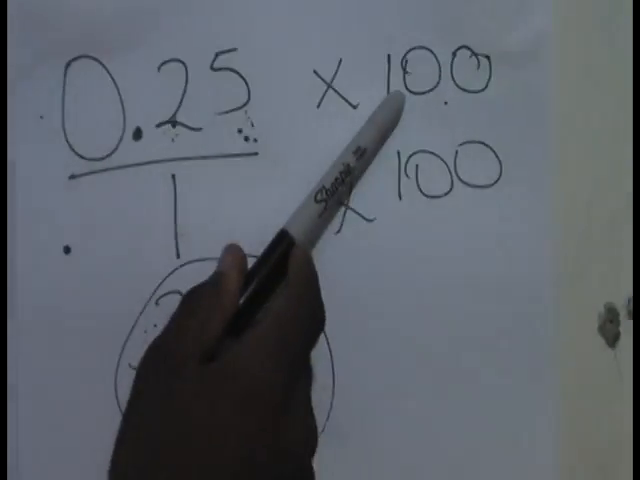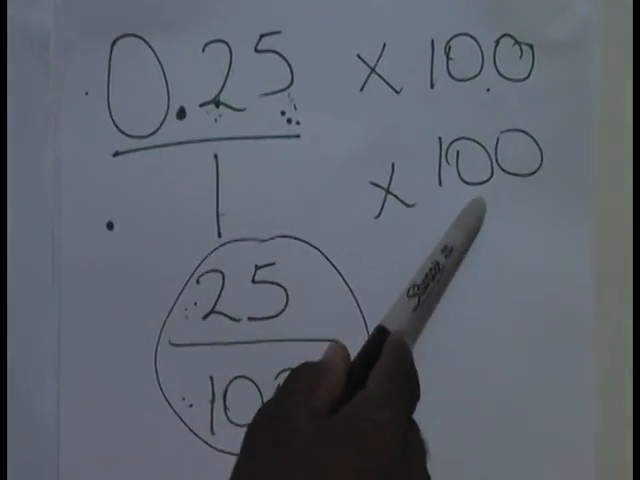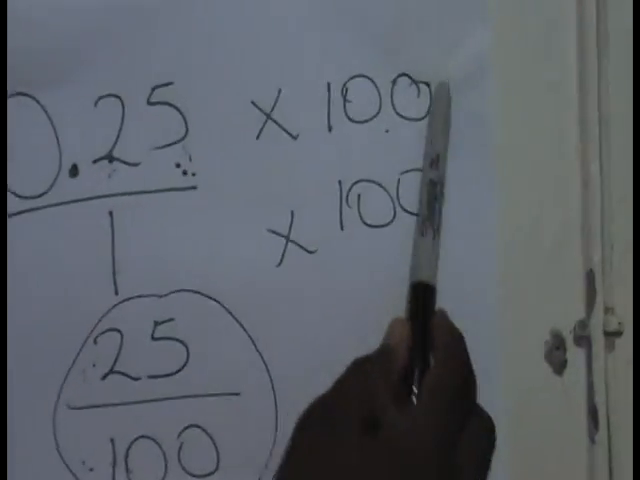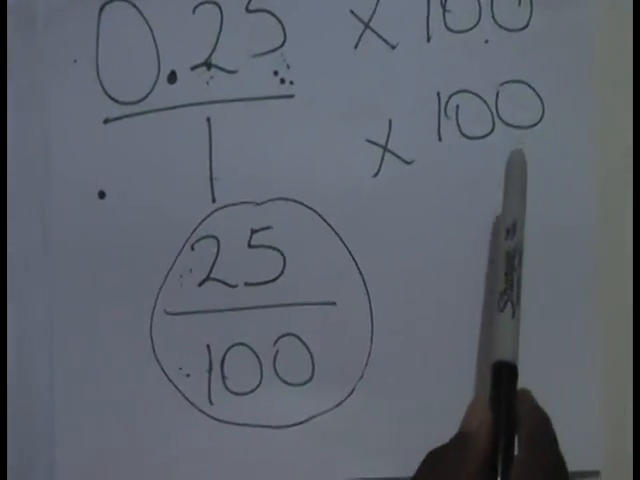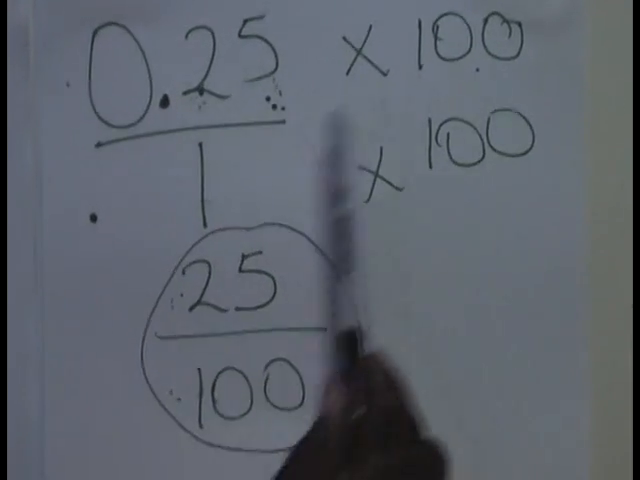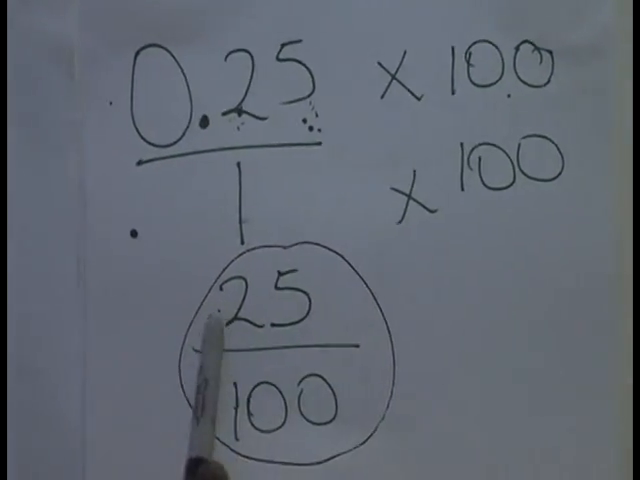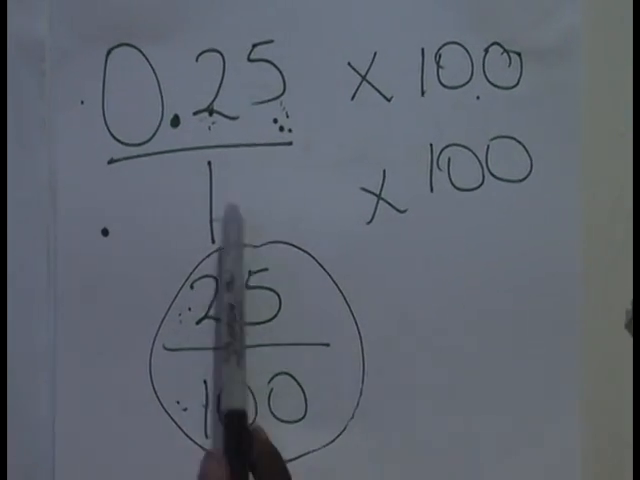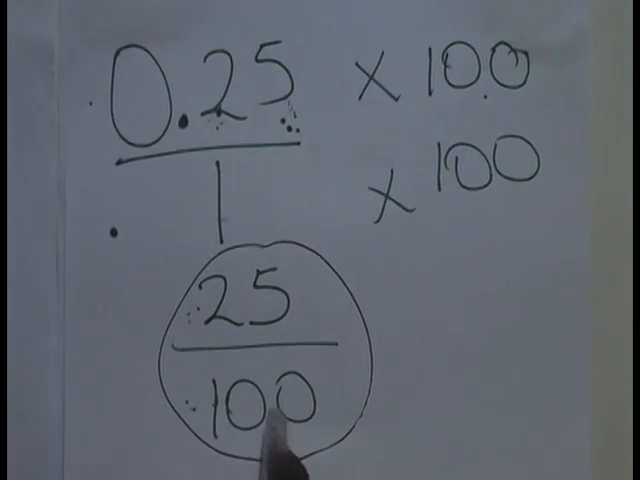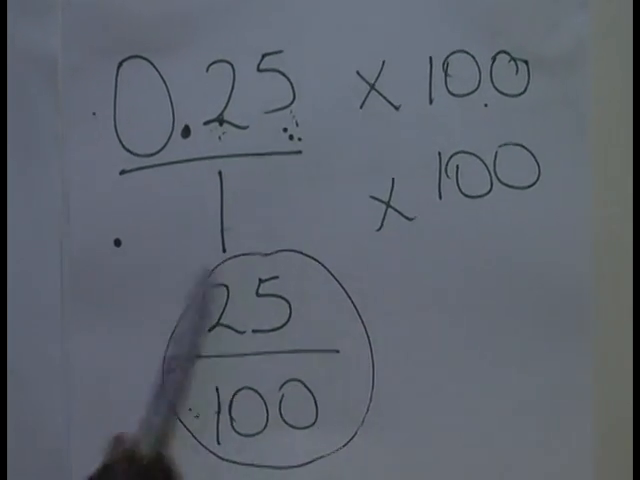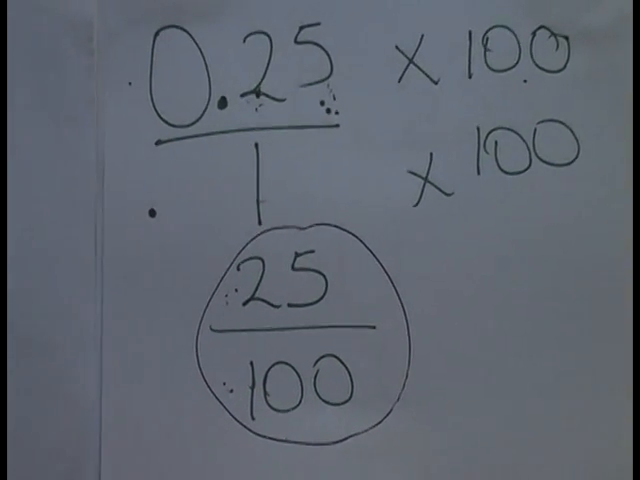I'll use the same 100 that we have here down here. Now if this was 3 digits, then we should have 3 zeros here and 3 zeros there, and then we carry out our multiplication. So when 0.25 is multiplied by 100, we get what? 25. And when 1 is multiplied by 100, we get what? 100. And the next step now is to write this in its lowest term, or to reduce the fraction.